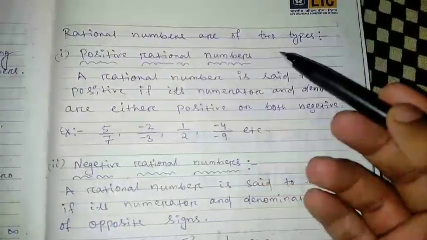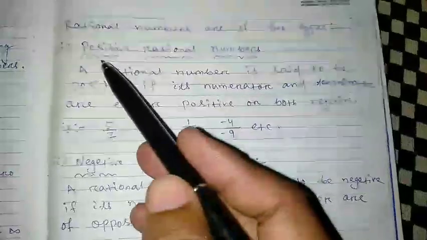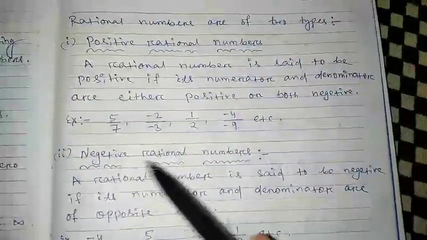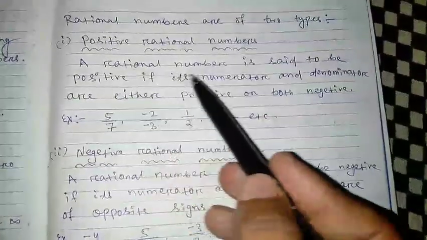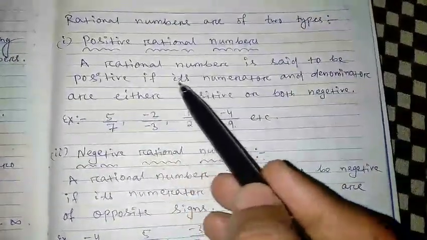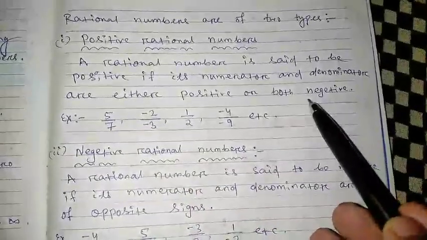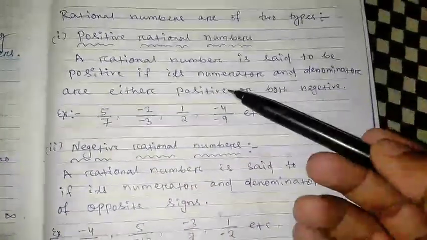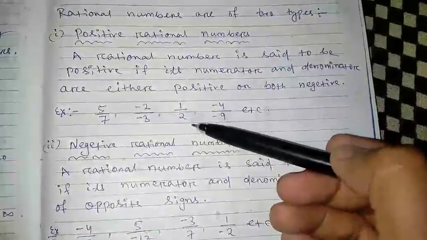Then we should know about the types of rational numbers. So rational numbers are of two types. One is positive rational number, another one is negative rational number. Let's start positive rational number. A rational number is said to be positive if its numerator and denominator are either both positive or both negative. It means the signs should be either positive or negative. They have both same signs.